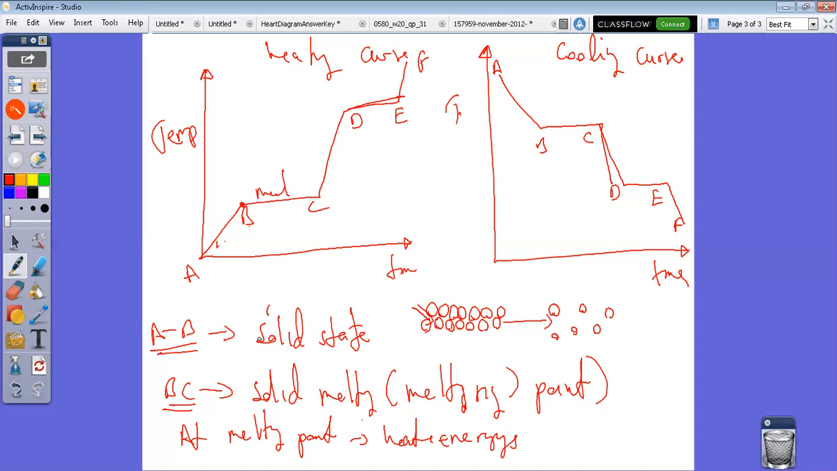And that energy, you can write, is called the latent heat of fusion. In brackets, that total amount of energy that we require is called the latent heat of fusion. Making sense now? Latent heat of fusion.